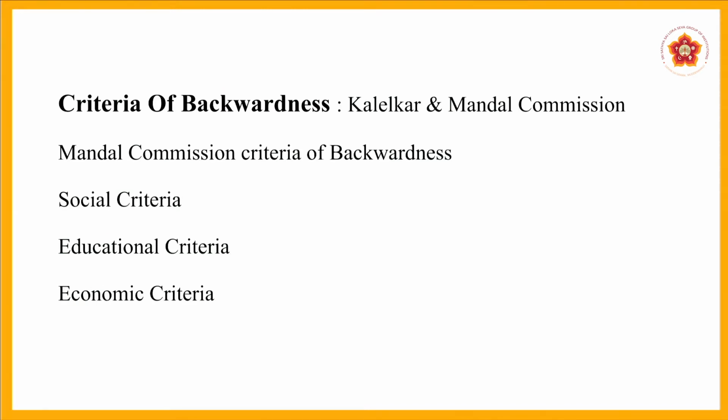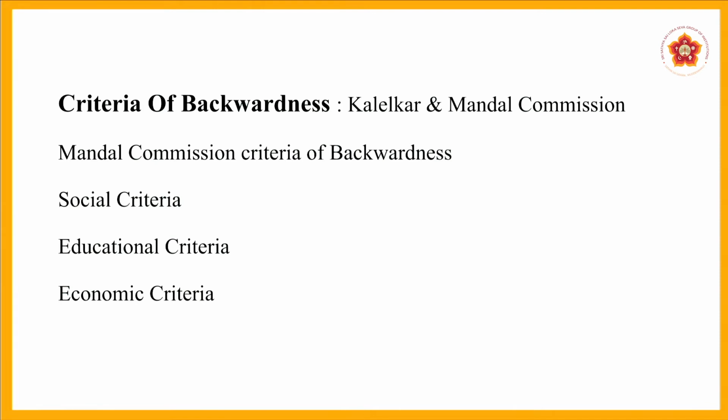Now, we talked about what was the criteria of backwardness. Anybody can claim to be backward in order to take the benefits being offered by the government. So, the government had to set up some committees which could look into this criteria of backwardness. The first committee that was set up was the Kalelkar committee, and the second one was the Mandal commission.